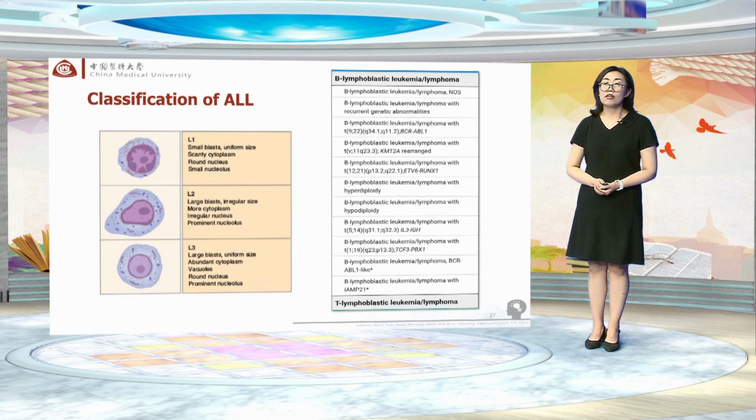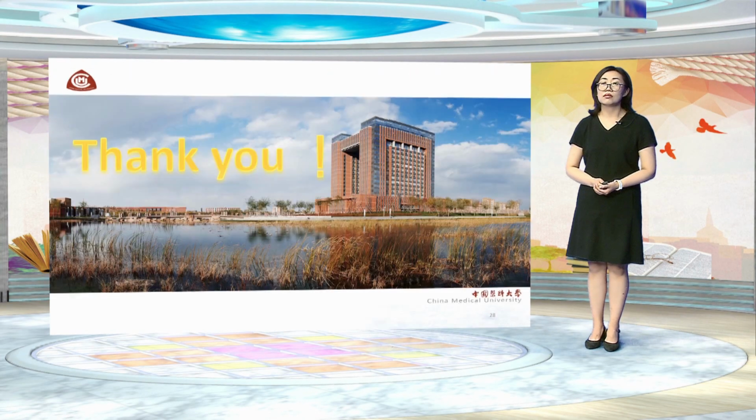The L1 form of ALL is more commonly seen in children, whereas the L2 form is more common in adults. These morphologic distinctions do not reliably differentiate between T and B cell ALL. According to the MICM, WHO divides ALL into T and B. We can see more details from the table on the right.